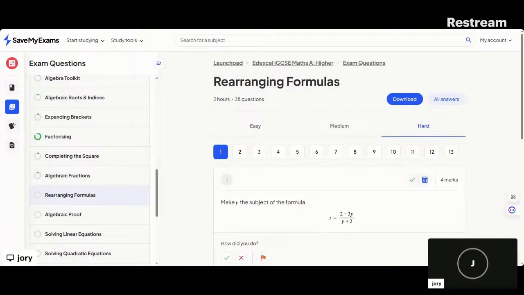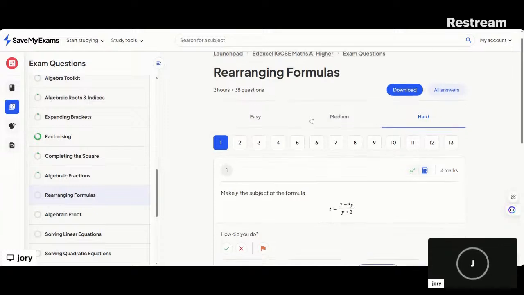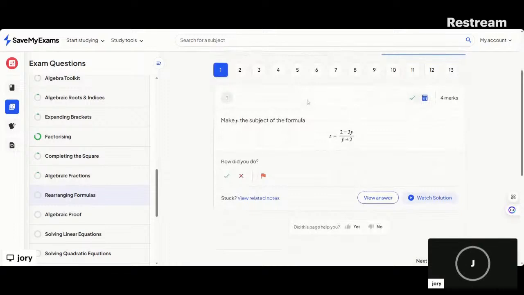Rearranging formulas. I took my break here. We're back. Hard first question. Make y the subject of the formula. Okay, so it's t equals (2 minus 3y) over (y plus 2).